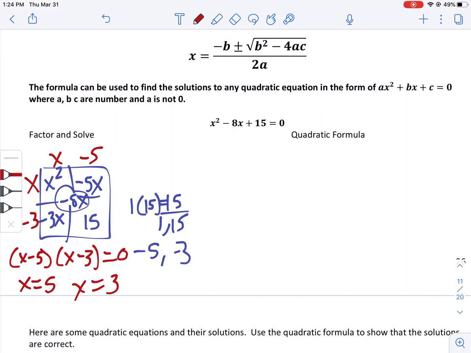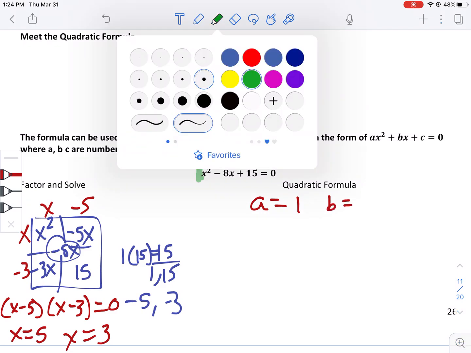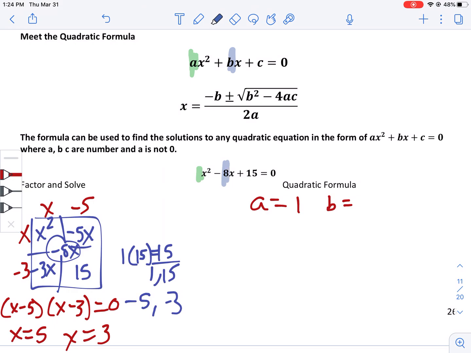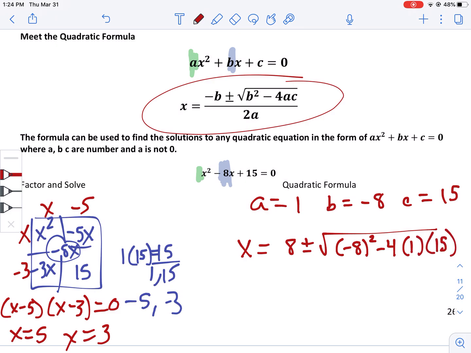So quadratic formula. So our a value is what's before the x squared. So our a value would just be 1. Our b value is what's before the x. So our b value is negative 8, and our c value, the number by itself, is 15. So using our quadratic formula, x equals the opposite of b, so 8 plus or minus the square root of negative 8 squared minus 4 times a times c, all divided by 2 times a.